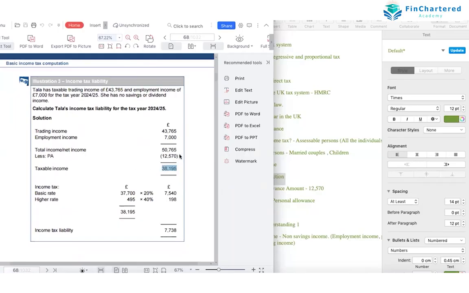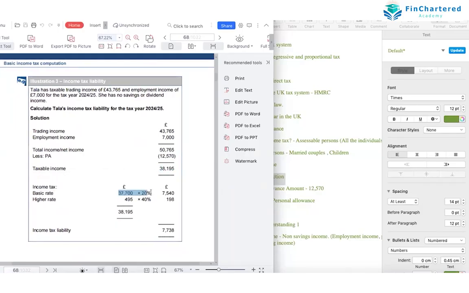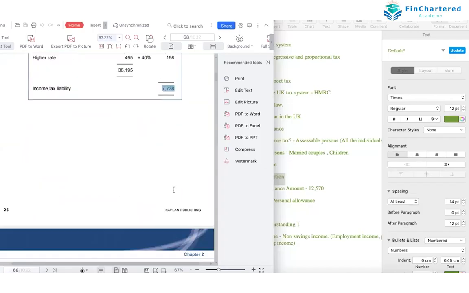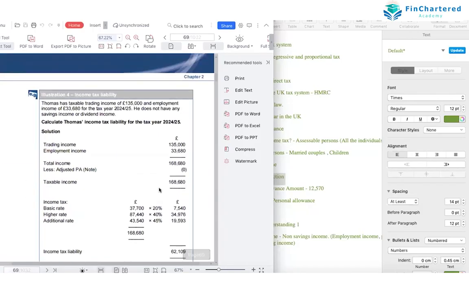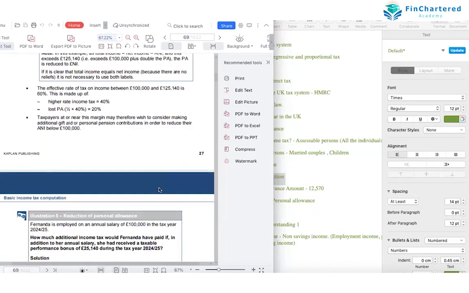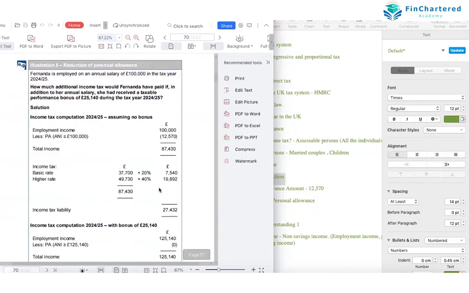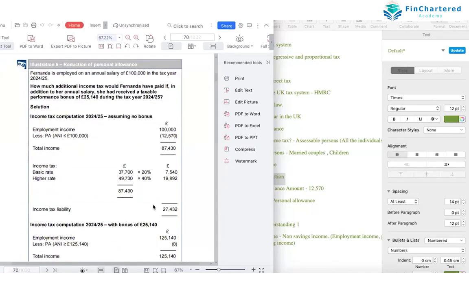In this case, his income is 38,195. So up to 37,700, he is taxed at 20%. Tala's example I've done multiple times, at least two to three times. And then the remaining excess, whatever it is, is taxed at 40%. So her tax liability is 7,738. Thomas also we've seen, the reduction of personal allowance also we have looked at.